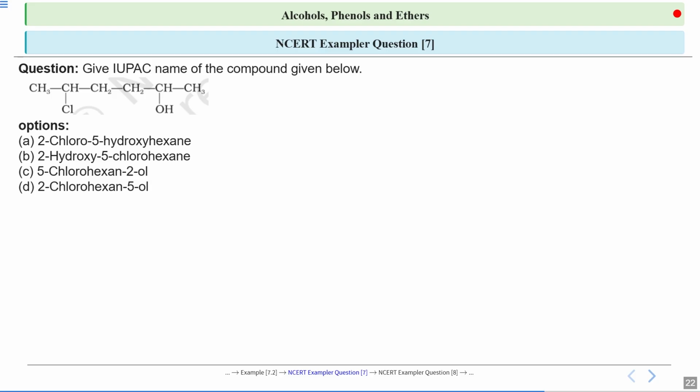Let's solve NCERT exemplar question number 7. The question is: give the IUPAC name of the compound given below. We have the image of a compound, CH3 CHCl CH2 CH2 CHOH CH3. You have to write the IUPAC name of it. Options are 2-chloro-5-hydroxyhexane, 2-hydroxy-5-chlorohexane, 5-chlorohexan-2-ol, or 2-chlorohexan-5-ol.